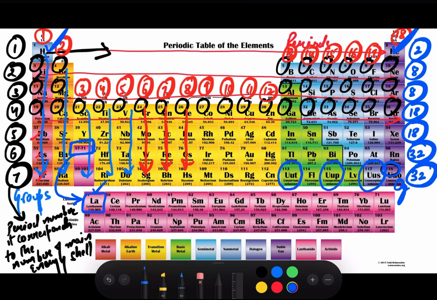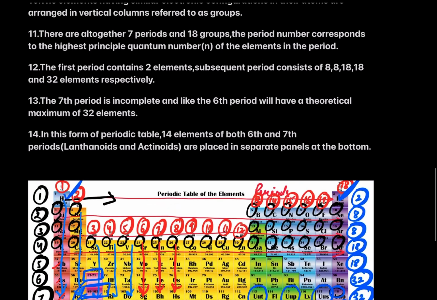So now let's talk about these 59 to 103. Where are these elements? These elements are again placed in the separate panel, and they are called actinoid series because they are starting from actinium. Now let's come back to the points. The point number 14. In this form of periodic table, the 14 elements of both 6th and the 7th period, the lanthanoids and actinoids that we have just discussed, are placed in the separate panels at the bottom.